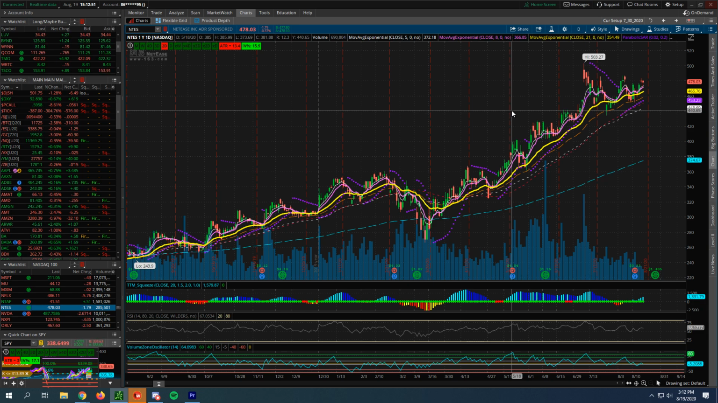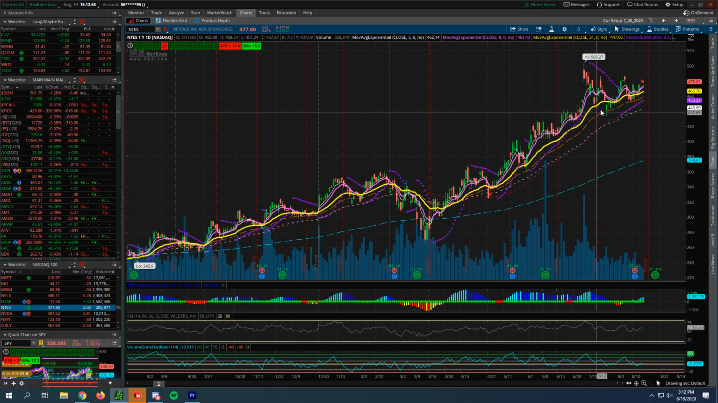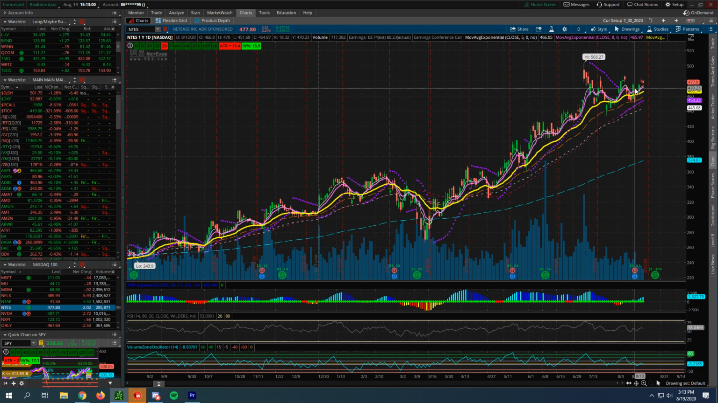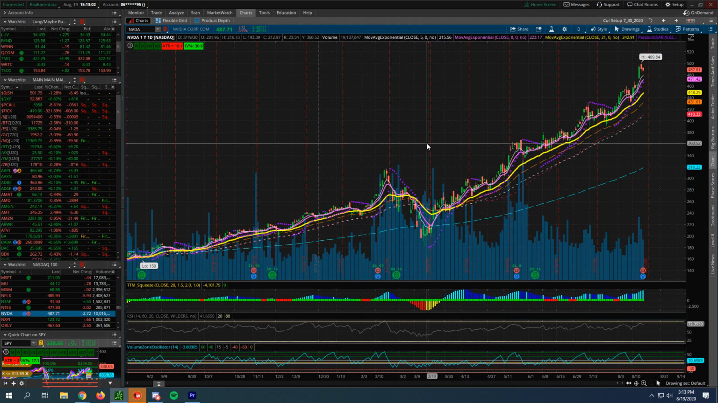NTES, this is a great looking stock, honestly, with holding the 5 and 8 moving averages and the 21 coming down to the 34 for some potential buying opportunities and just continue to grind higher here. A great looking stock there.